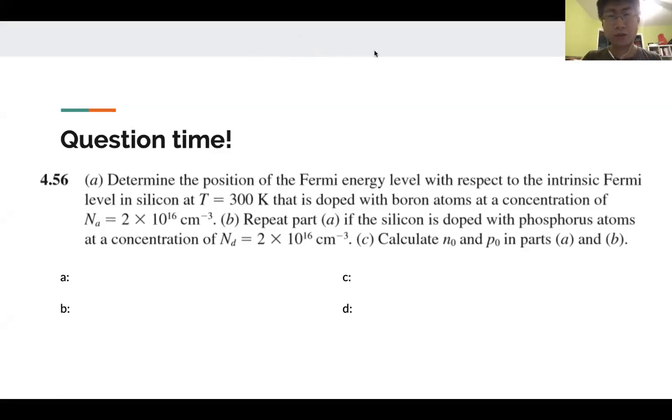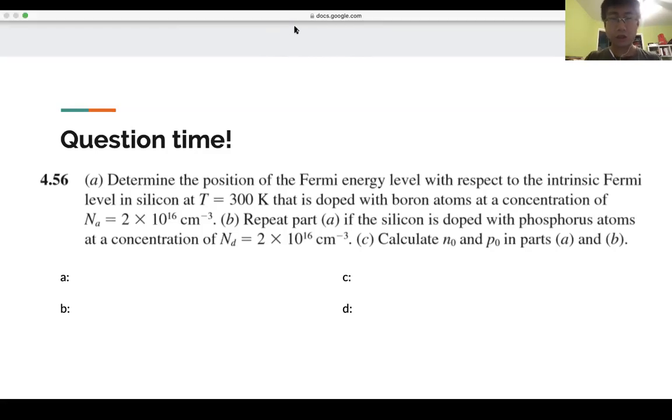I should probably give you guys some constants too. Let's see. I'm going to type in the chat some constants that you need to solve this.